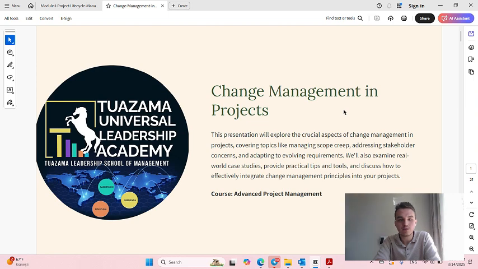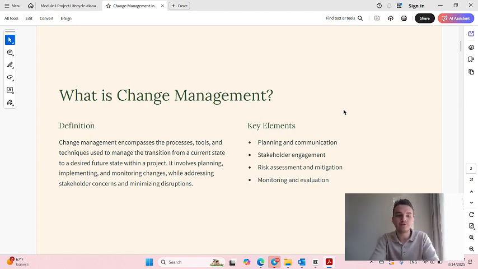And today we are going to talk about change management as project. We are going to cover the crucial aspects of change management in projects, like managing scope creeps, addressing stakeholder concerns, adapting to evolving requirements. So, let's, without further ado, dive deep into it.